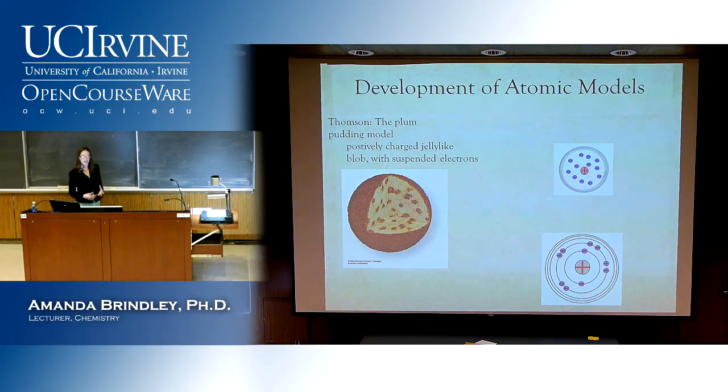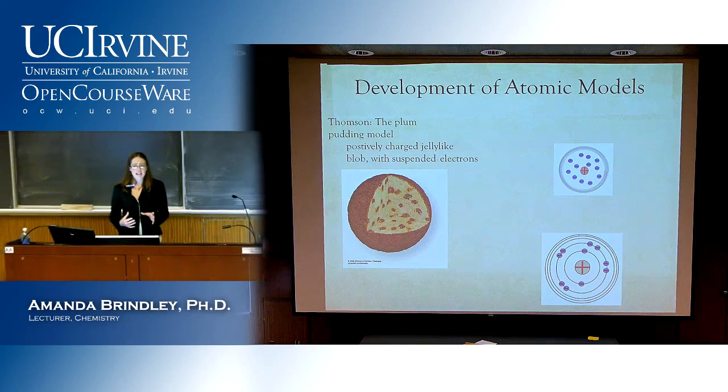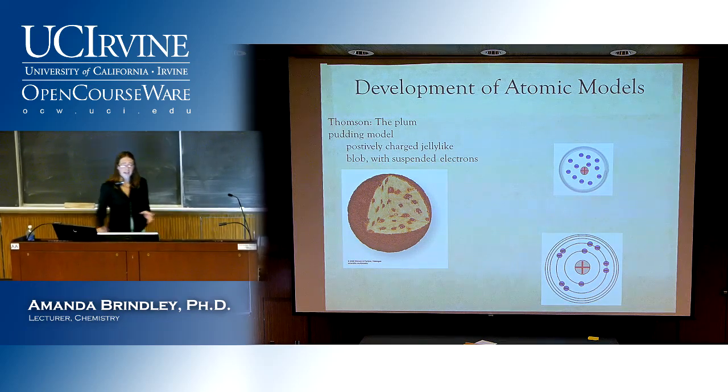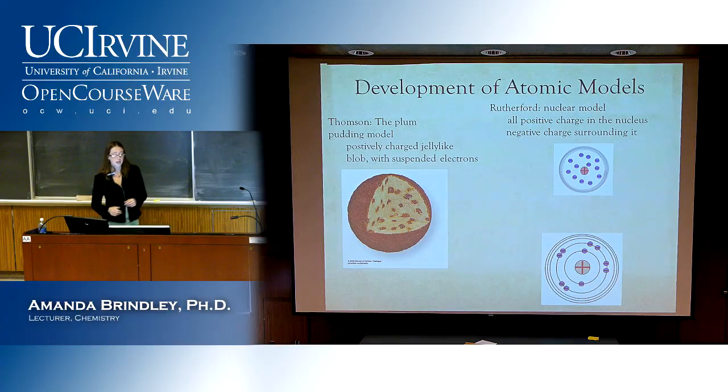So in the plum pudding model, it's exactly what it sounds like. You have this sort of blob of positive charge, and then suspended in that blob of positive charge is all sorts of little negative electrons. So you can kind of think of it like little raisins suspended in plum pudding. But once Planck came along and said, well, energy is quantized, there must be something else happening, that was when they said, well, there must be something else going on.